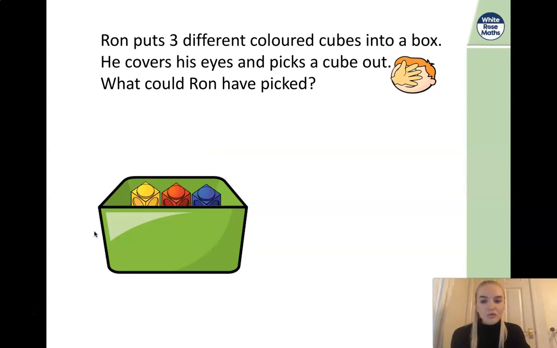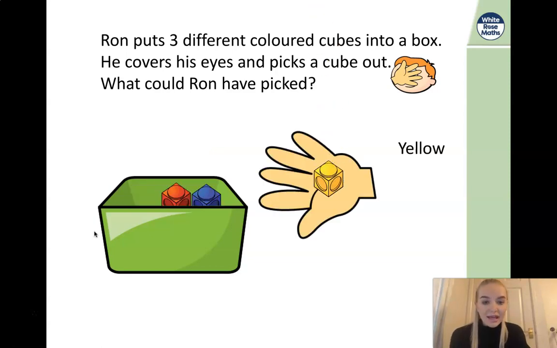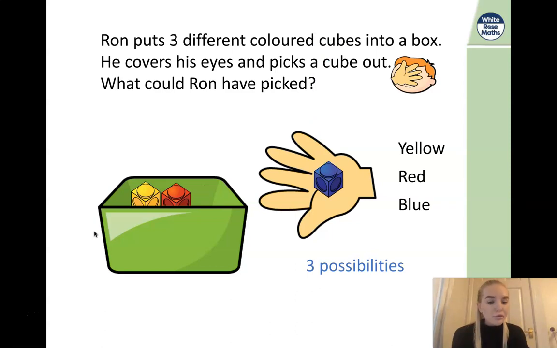Okay, so Ron could have picked a yellow cube from the box. He could have picked a red cube from the box. And he could have picked a blue cube from the box. So there are 3 possibilities for what Ron could have grabbed out from the box. Only 3, no more, no less.